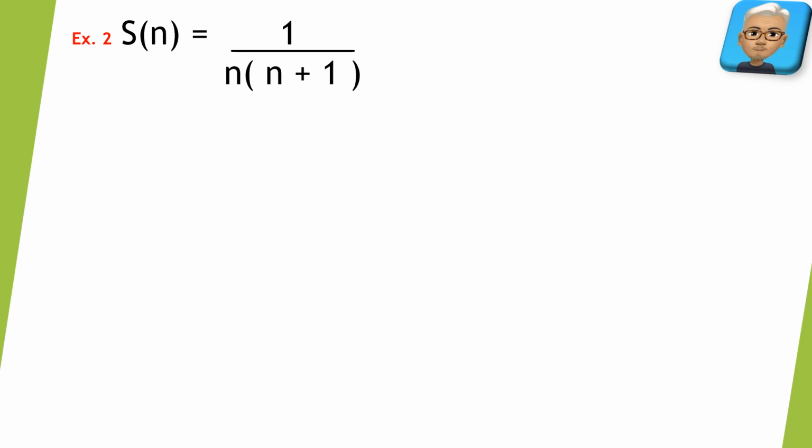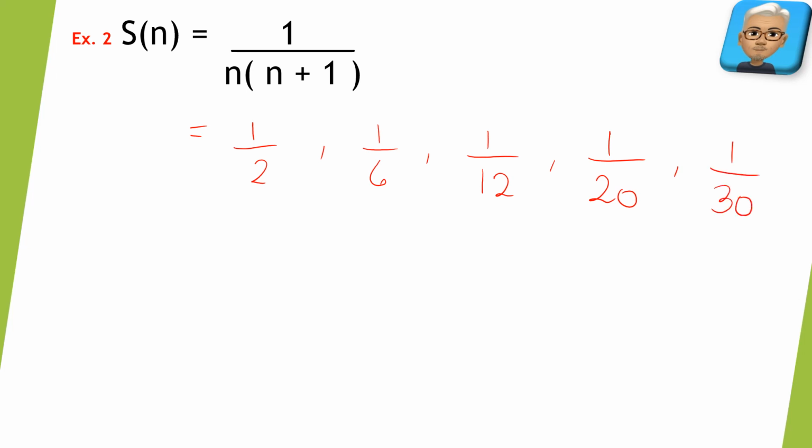Again, from the general term, 1 over n times the quantity n plus 1, our first term is 1 over 2. Next is 1 over 6, followed by 1 over 12. And then we have 1 over 20. And lastly is 1 over 30. So ito ngayon, yung first 5 terms dito sa sequence na 1 over n times the quantity n plus 1. Ito na yan.